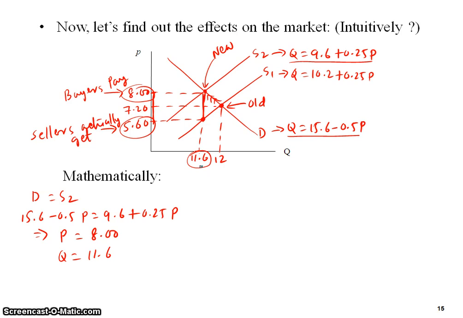The buyers are affected because they are now paying a higher price. Before the tax they were paying $7.20, now they're paying $8. The sellers are affected because now they're getting a lower price. Previously they were getting $7.20 per unit of the good that they sold. Now they're getting only $5.60.